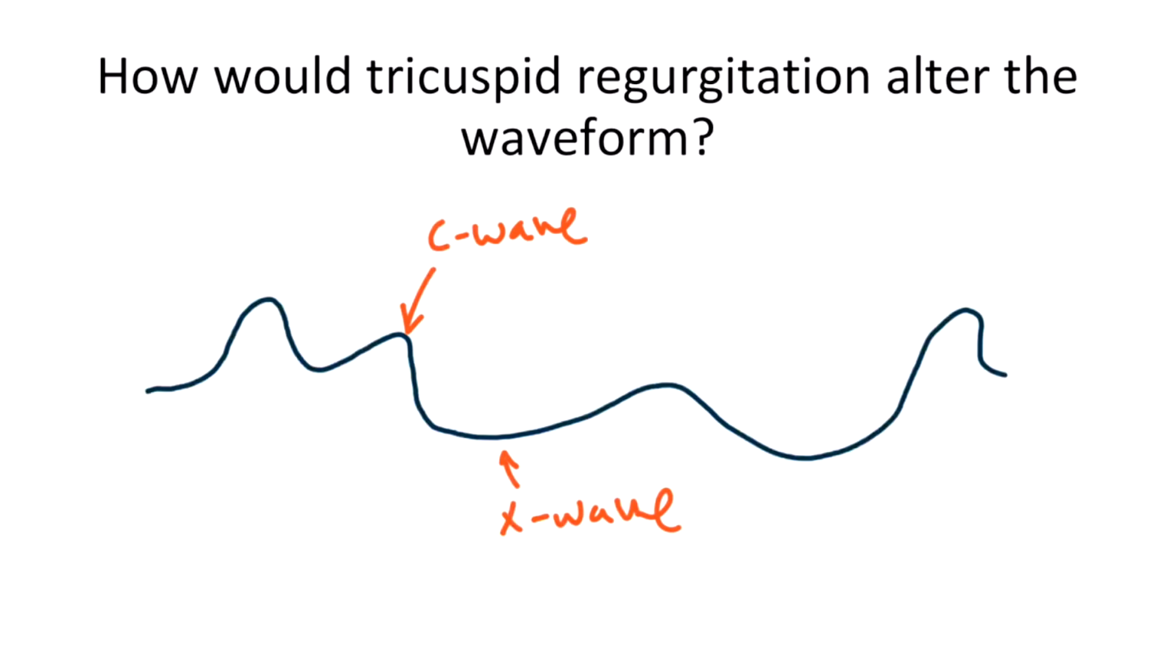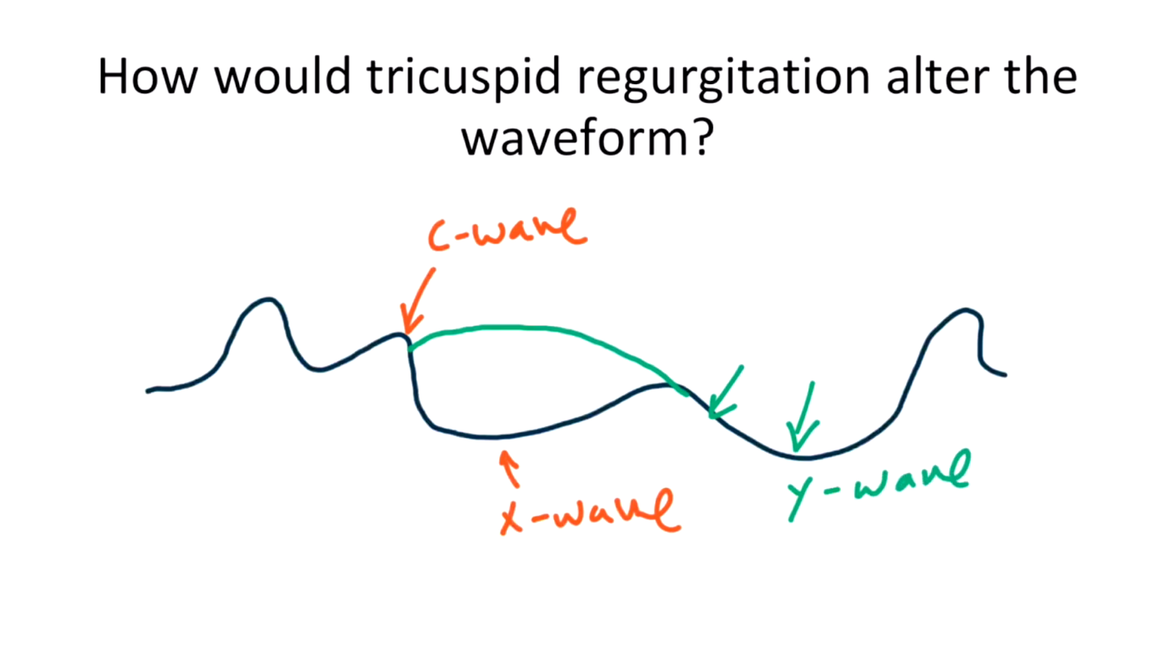However, the tricuspid valve isn't closed tightly, so blood is able to move from the right ventricle into the right atrium, and the excess blood causes the pressure to increase rather than decrease, which means the X wave will look something like this. Eventually, the tricuspid valve opens and blood is able to move from the right atrium into the right ventricle, so the Y wave would just look normal.